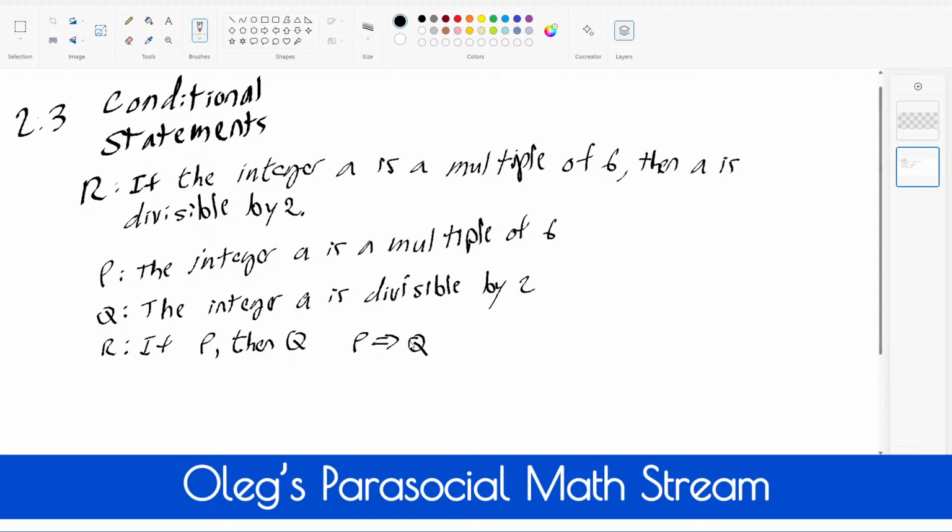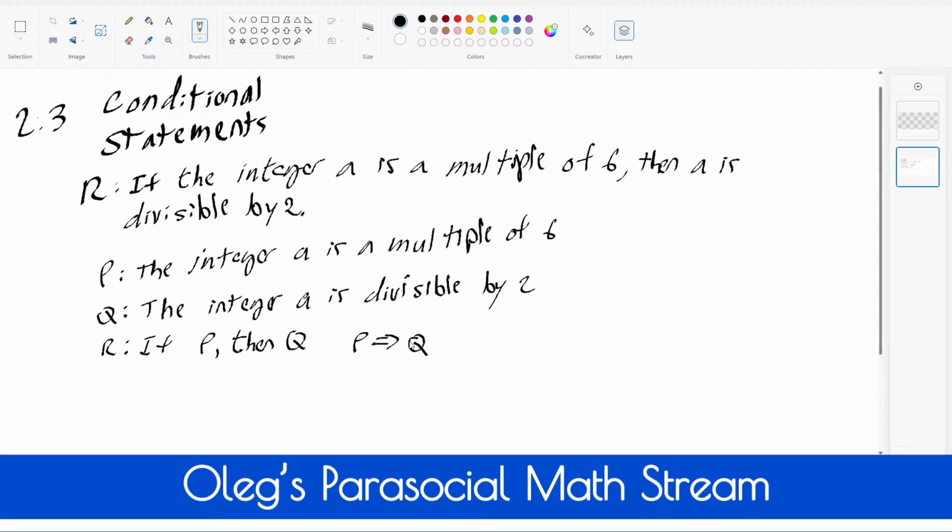Now, when we do proofs, sometimes we can't easily prove Q. Sometimes it's easier to prove P than to prove Q. Now, proving Q doesn't prove P because P implies Q. So, in other words, Q is a consequence of P, but it doesn't mean that Q would initiate P.